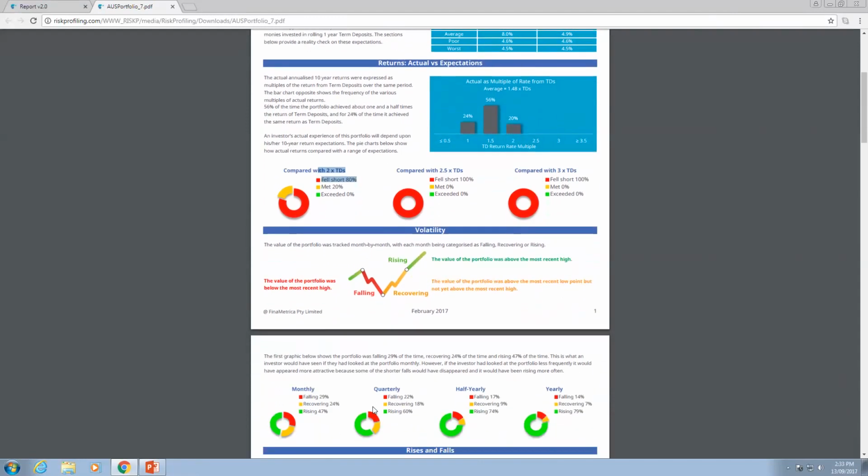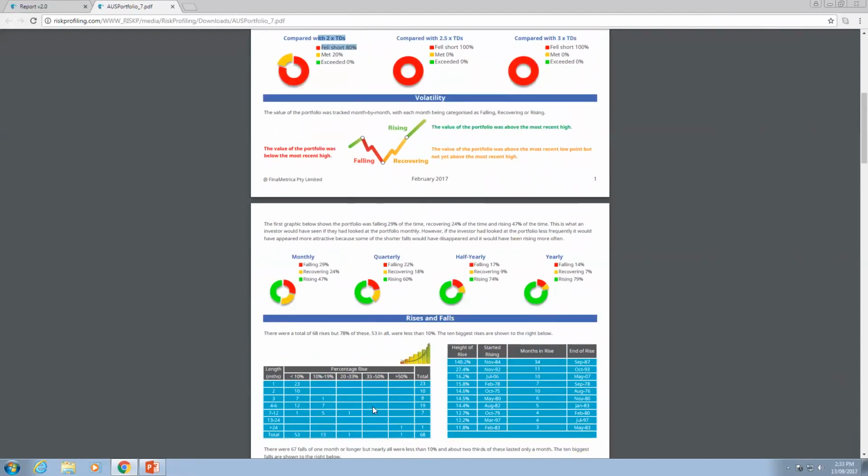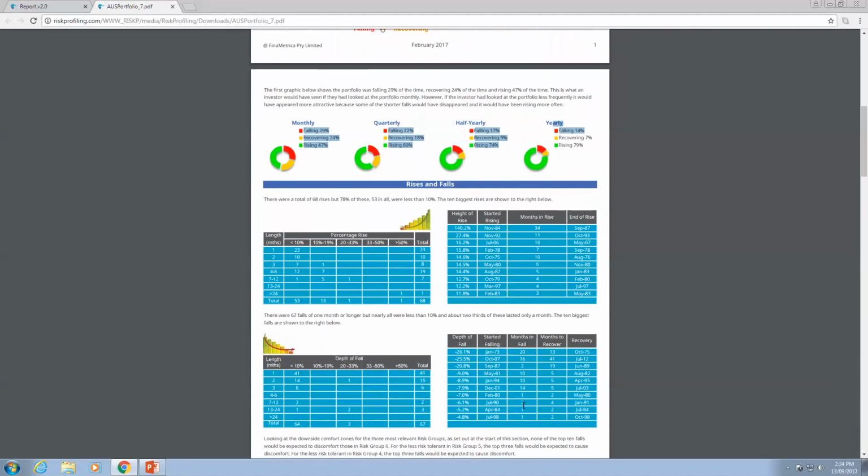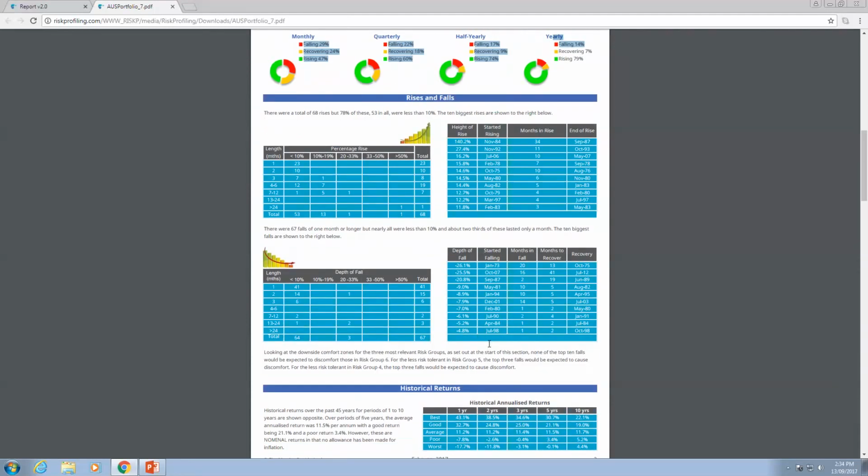Another great analysis is looking at the performance depending on when the portfolio is viewed. So here you see the difference between looking at it monthly, quarterly, half yearly, and yearly. The difference is quite stark. So for monthly, you're looking at falling 29% of the time. And if you looked at it yearly, it only fell 14% of the time. We have the top 10 rises, the top 10 falls, and so forth.